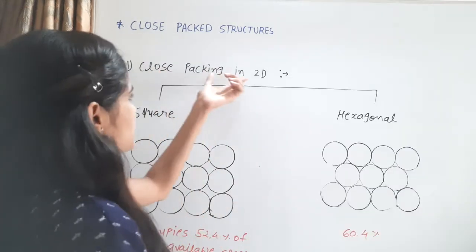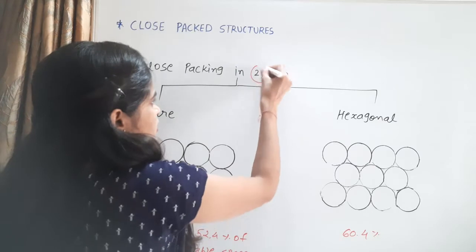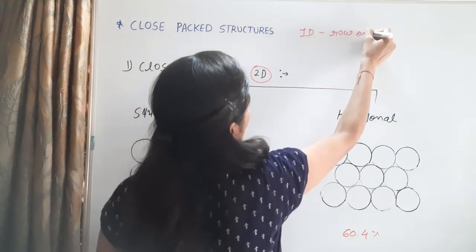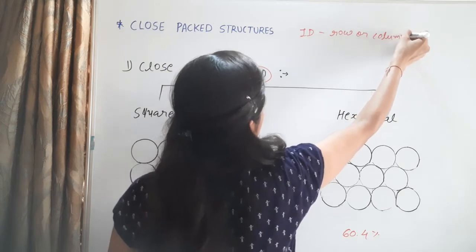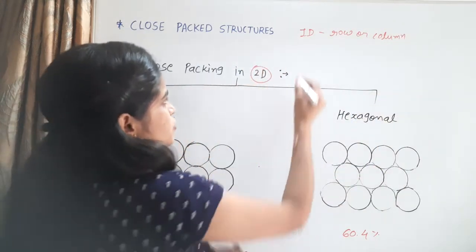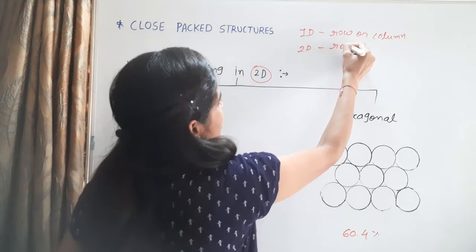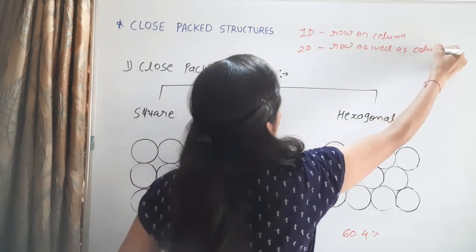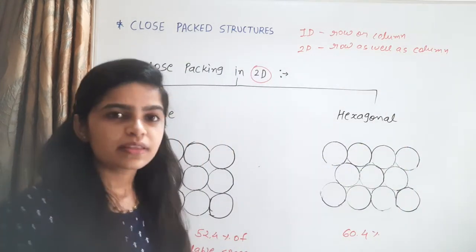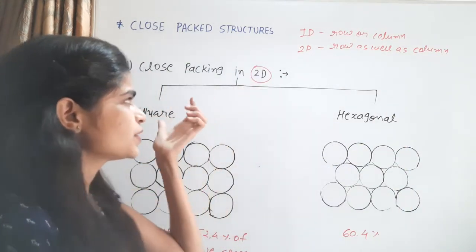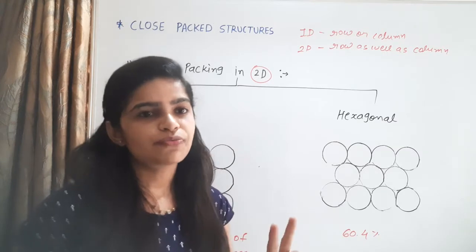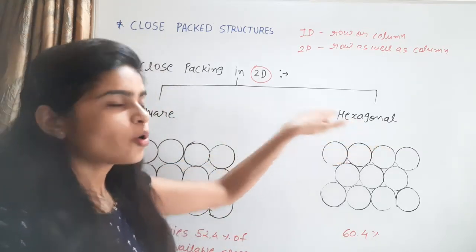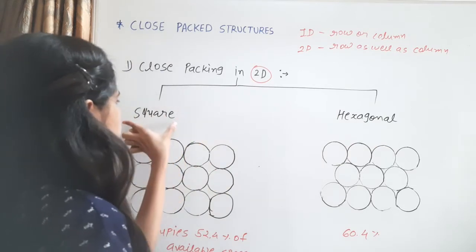Next, close packing in two dimensions. In one dimension, only a row or column is present. Then two dimensional means row as well as column. The two-dimensional arrangement of atoms can be done in two different ways: square and hexagonal close packing. First, we discuss the square.